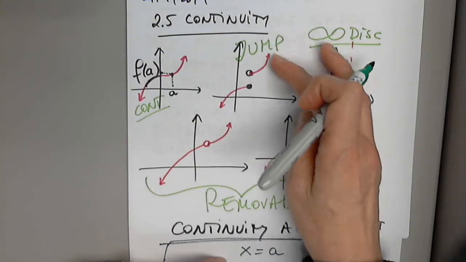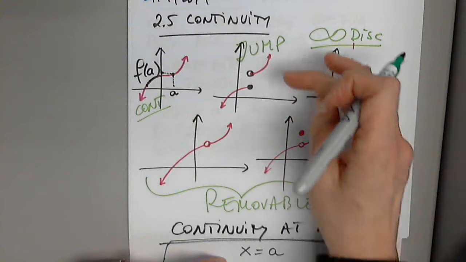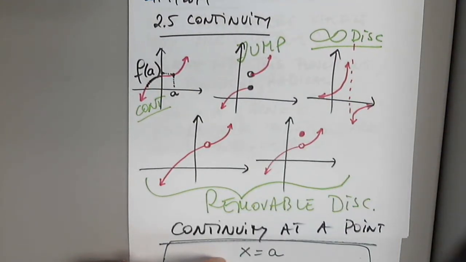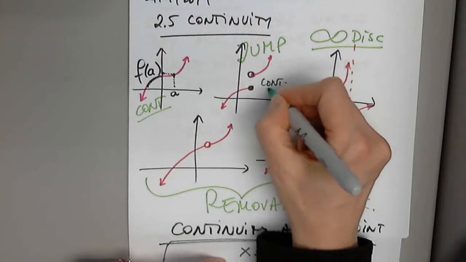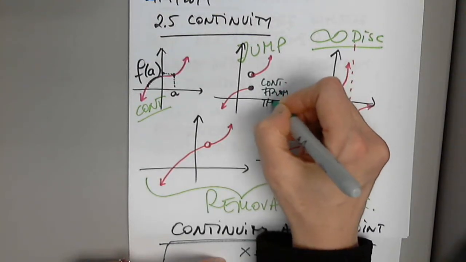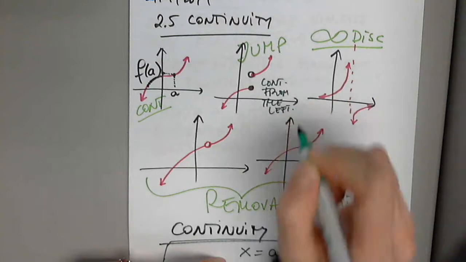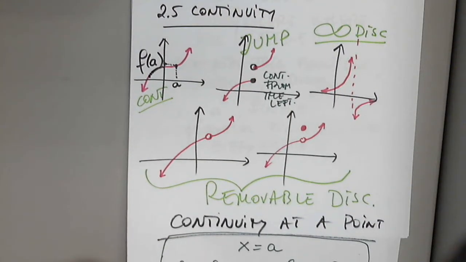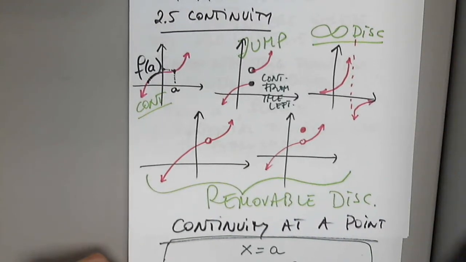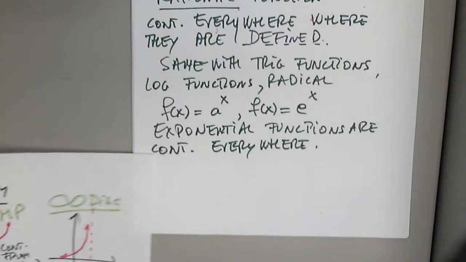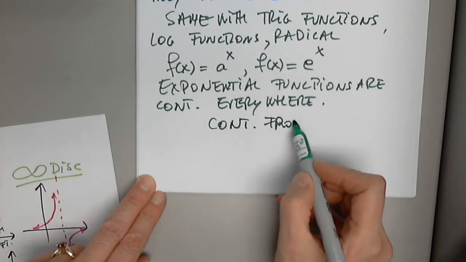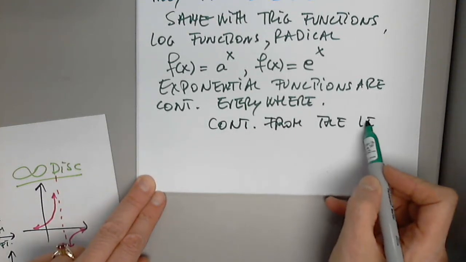Is this function continuous from the right? No, because the limit from the right and the function value are not the same. So continuous from the left. And I would like to write continuity from the left. And then I'll come back to the rest of the graphs. So continuity from the left.